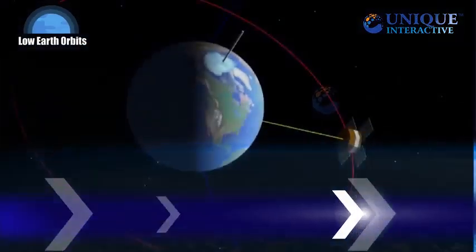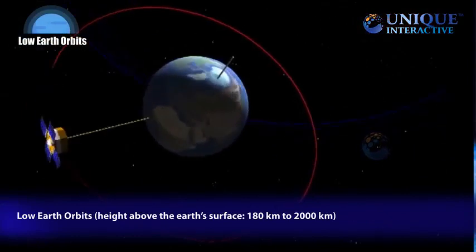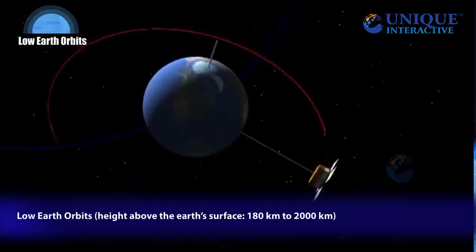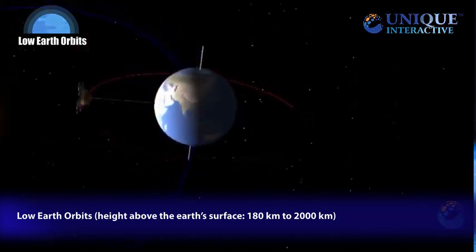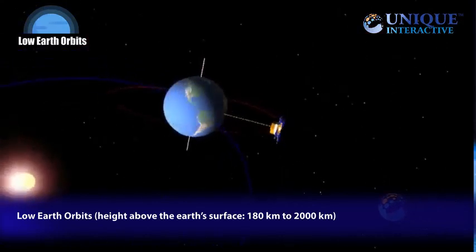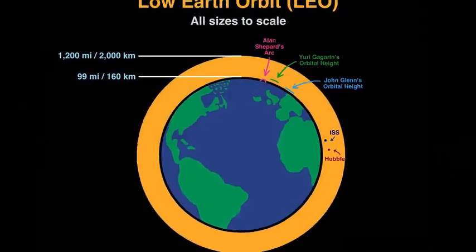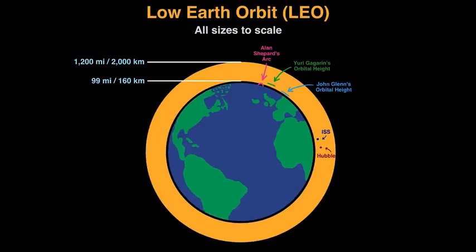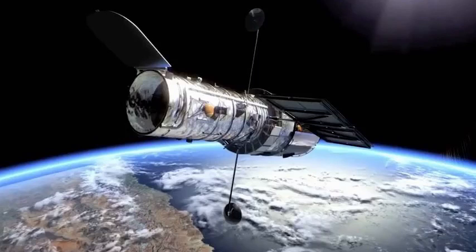Low Earth orbits. If the height of the satellite orbit above the Earth's surface is in between 180 km and 2000 km, the orbits are called low Earth orbits. The satellites used for scientific experiments and atmospheric studies revolve in low Earth orbits. Depending on the height of their orbits, they complete one revolution in around 90 minutes. International Space Station and Hubble telescope also revolve in low Earth orbits.